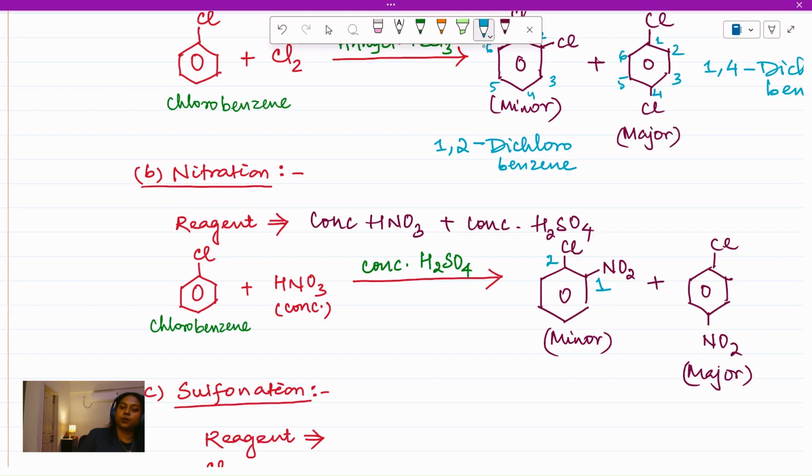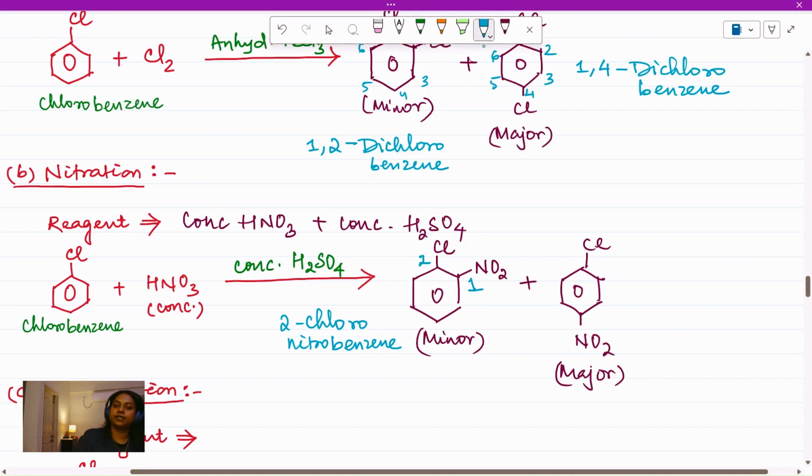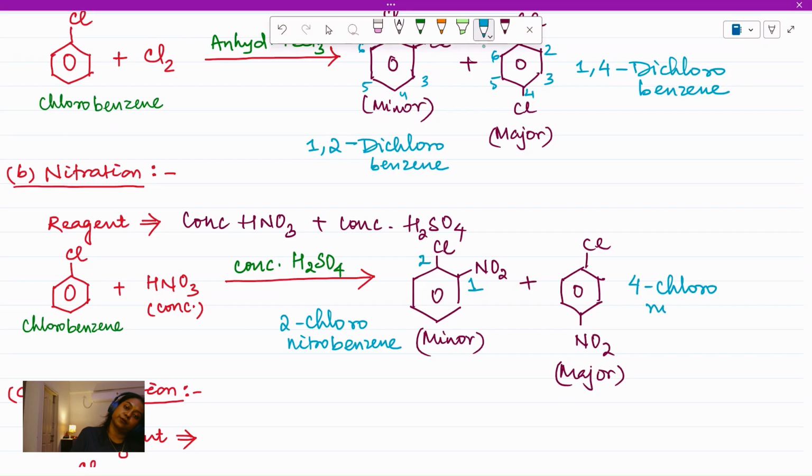So what do we call it? 2-chloronitrobenzene. Done? So what's the major product then? Following the same set of rules, you have this as 4-chloronitrobenzene. Any problem here? Or you can number nitro as 2 and chlorine as 1, and then switch places. It just has to be ortho with respect to one and para with respect to the other.